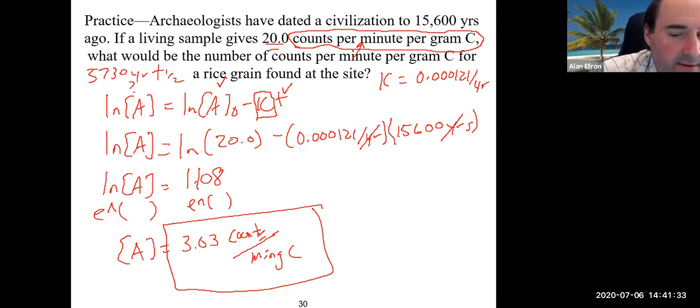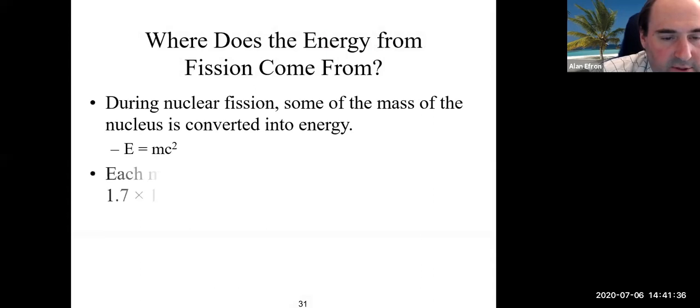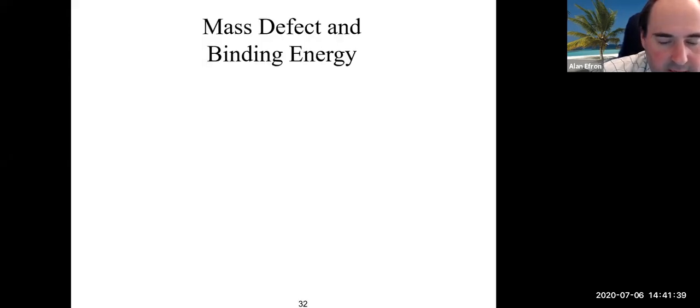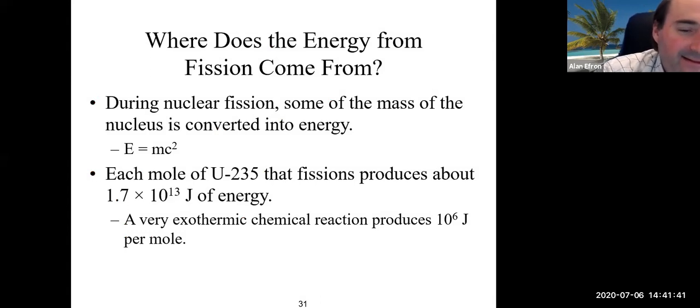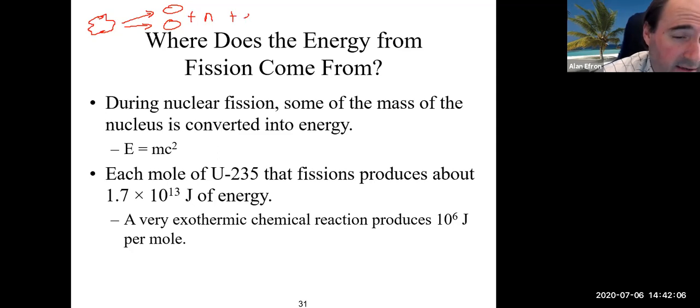Okay, so the next thing we're going to talk about is where the energy of fission comes from. Let's talk a little bit more about that. Fission, a reminder, is a process where an unstable nucleus can spontaneously split off into some new nuclei. Usually it will give off some neutrons along the way, and it also usually gives off a lot of energy. So where does this energy come from?